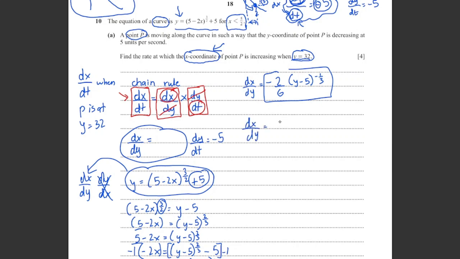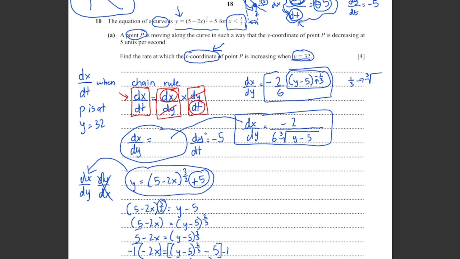Since the power has a negative next to it, I'll just take it into the denominator. So this is going to be negative 2 over 6, and a power of 1 by 3 basically just means a cube root. So I'm just going to convert this into a cube root of y minus 5. Okay, so this right here is my dx over dy. I just found this, and all I need to do now is multiply it with this thing.